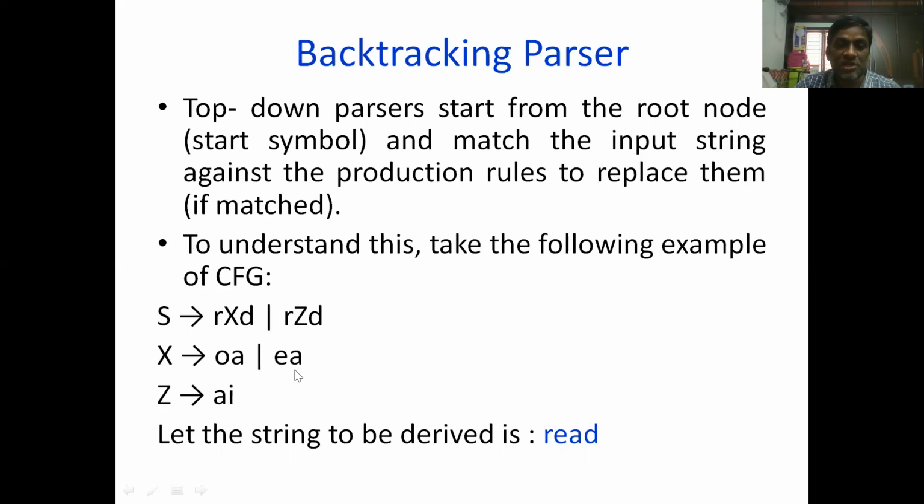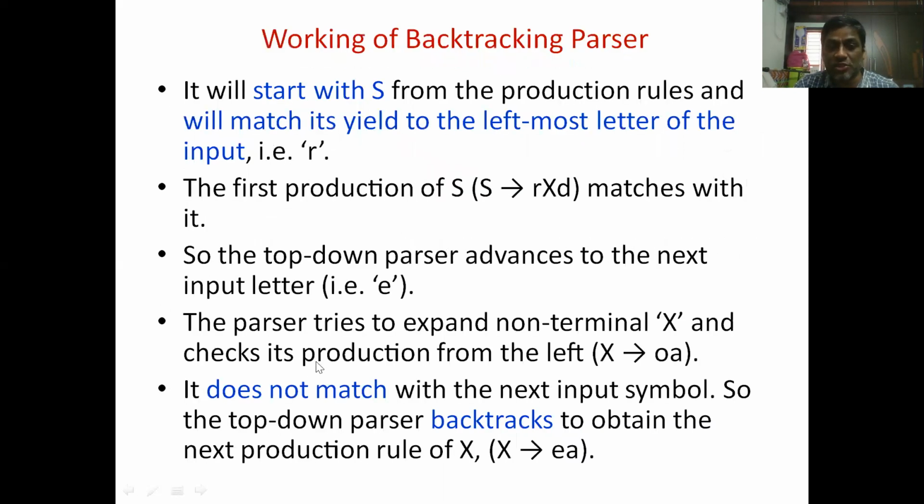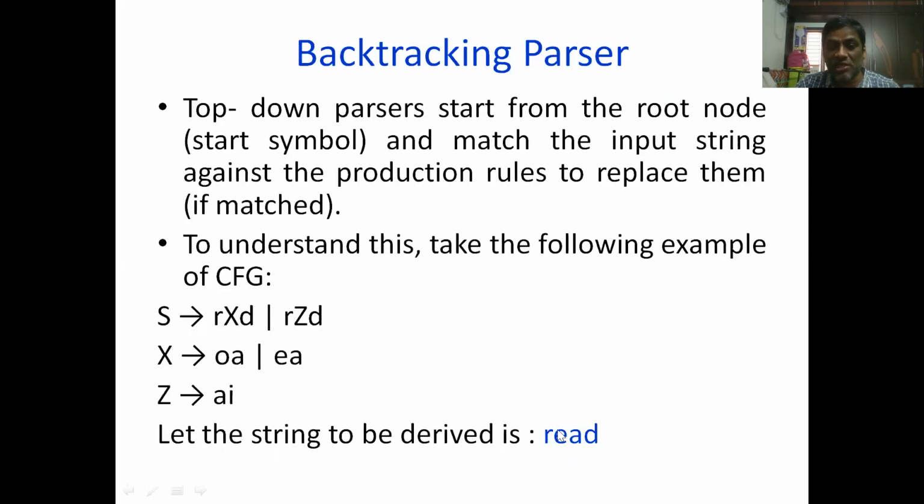What are the other possibilities of X? It is EA. It considers EA and again performs that substitution and verifies whether the starting symbol is matching with the second symbol of the string or not. So here it is E and the second symbol is also E. Therefore it matches. So it forwards.